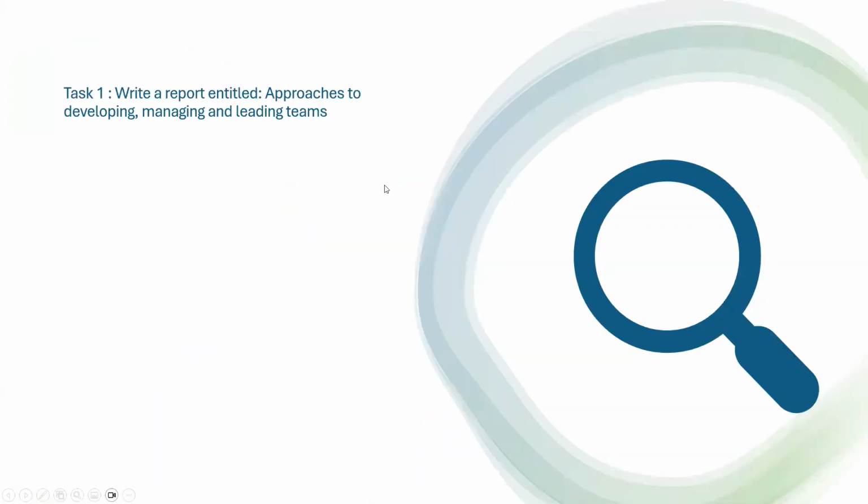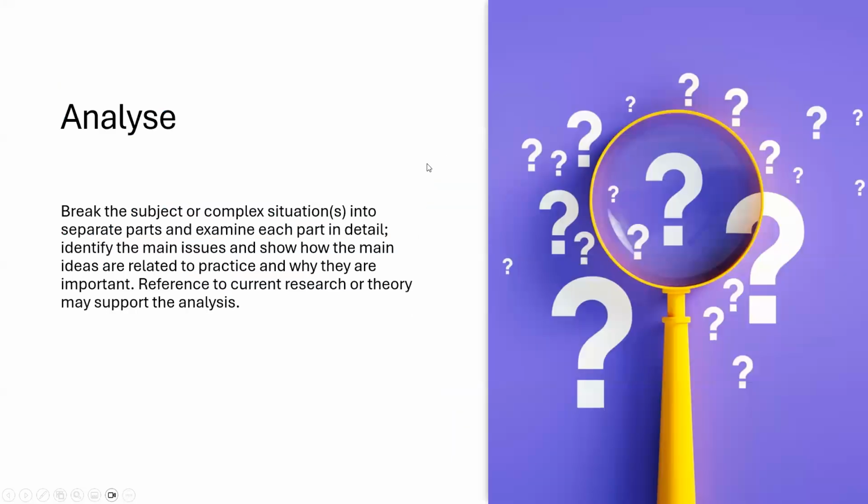So still part of task 1, where we need to write a report entitled Approaches to Developing, Managing and Leading Teams. Assessment criteria 1.3 is to analyze strategies for managing team leaders. Slightly different focus with this one. So what do we mean, first of all, by analyze? We need to break the subjects down into separate parts and examine each part in detail.